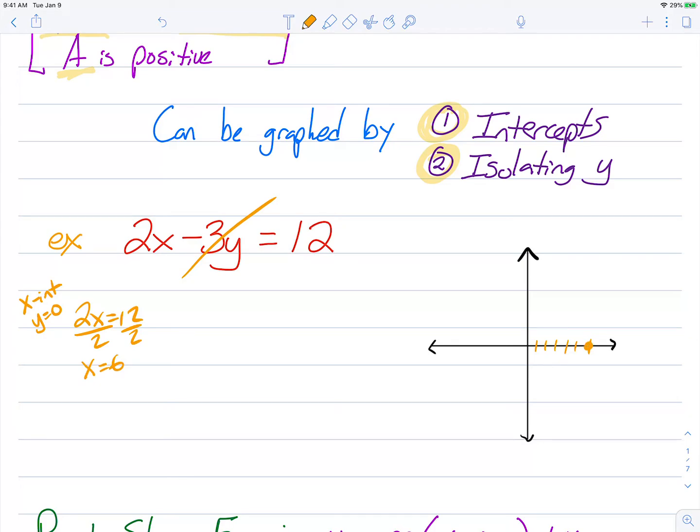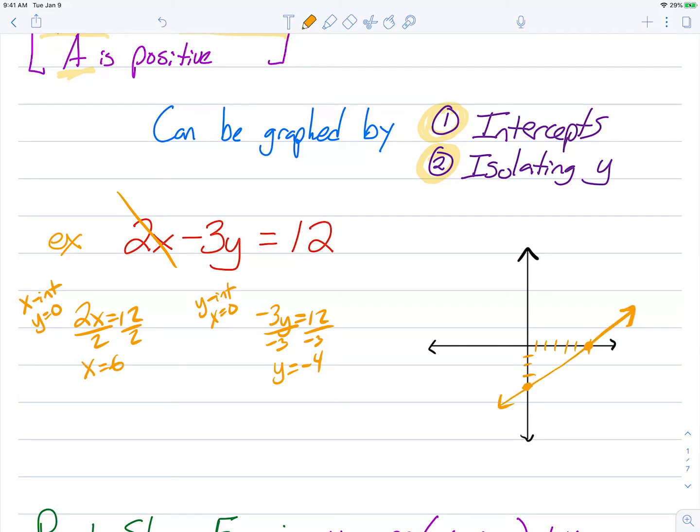That's my first intercept. For the y-intercept, x equals 0. So that means now the x term is gone and it says -3y equals 12. If I divide both sides by -3, I get y equals -4. So on the y-axis, I'm going to put a dot at -4, and then I can graph my line.